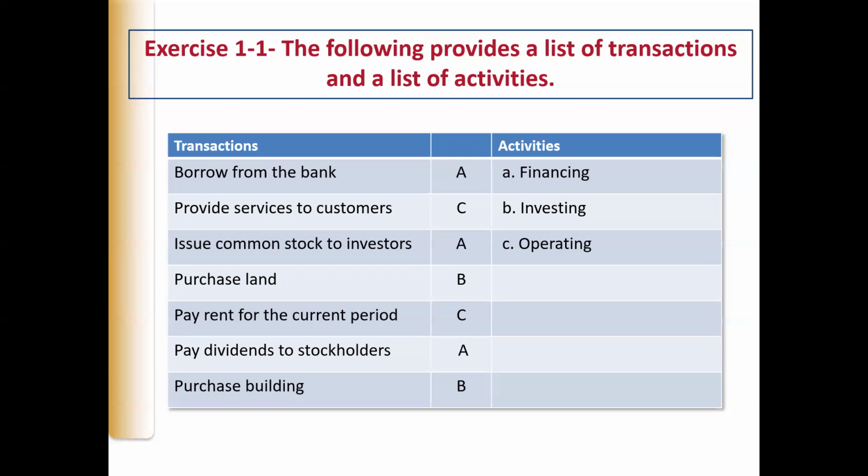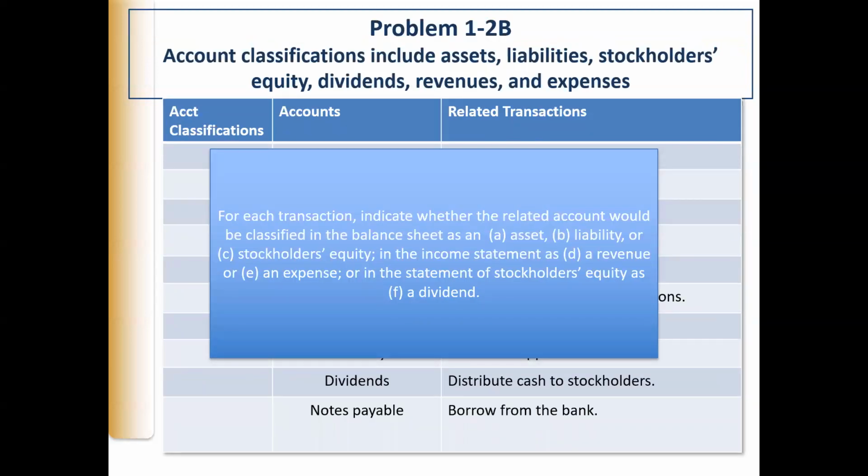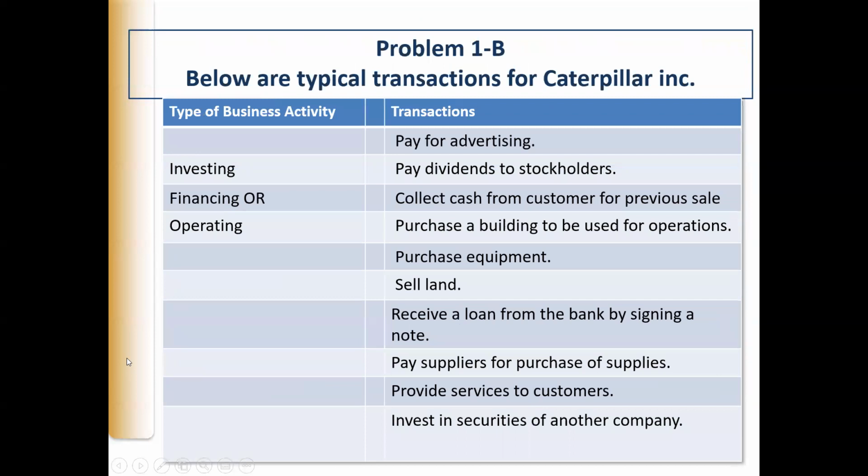Any questions on this before I move on? Okay. So for this, indicate whether the related asset, well, I think we already did that one. We did that one. I just have that in here. Oh, I'm sorry, this is different. This one is what kind of business activity would these be? So initially we had what category were they in? This one is what type of business activity? So pay for advertising. I'm going to give you a couple minutes so you can attempt this. So then when we go over it, if you have questions, you can ask me. So let's give yourself a couple minutes here.